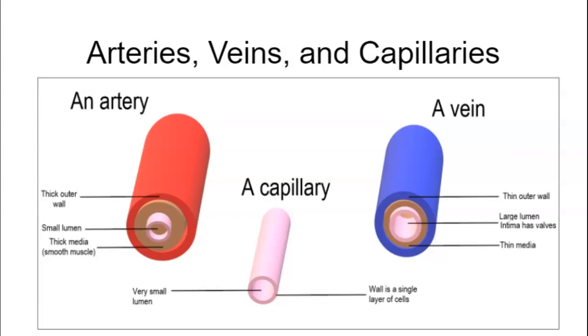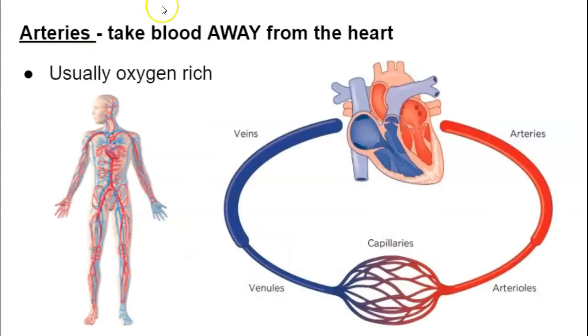We're going to be talking about blood vessels, and blood vessels include arteries, veins, and capillaries. You can title it blood vessels, you can title it arteries, veins, and capillaries, any of the above. We're first going to talk about arteries.